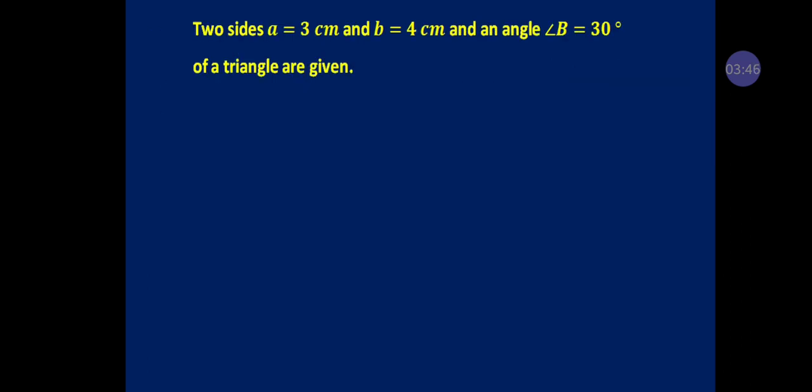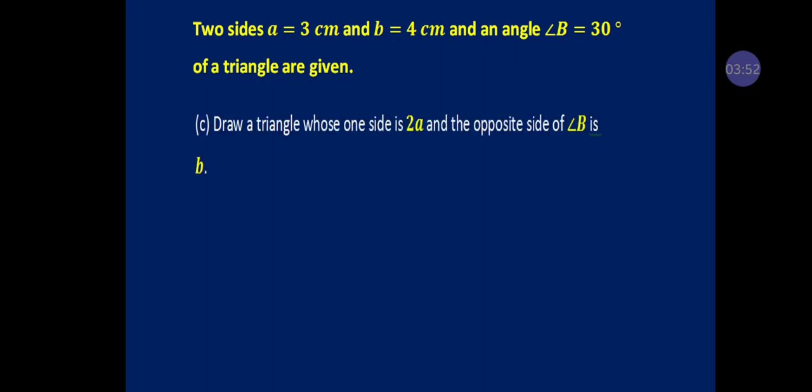Now let us solve the tough one. Remember our question was with two sides A and B and an angle B, and in question C we need to draw a triangle when side b is opposite to angle B. Small b is opposite to angle B. That means we have two sides and one angle opposite to the smaller side b, as b is 4 centimeters and 2A is 6 centimeters. So what we need to do is draw that triangle with the angle opposite to the smaller side b. Keep this in mind, as I am going to change this question a little bit in a while.